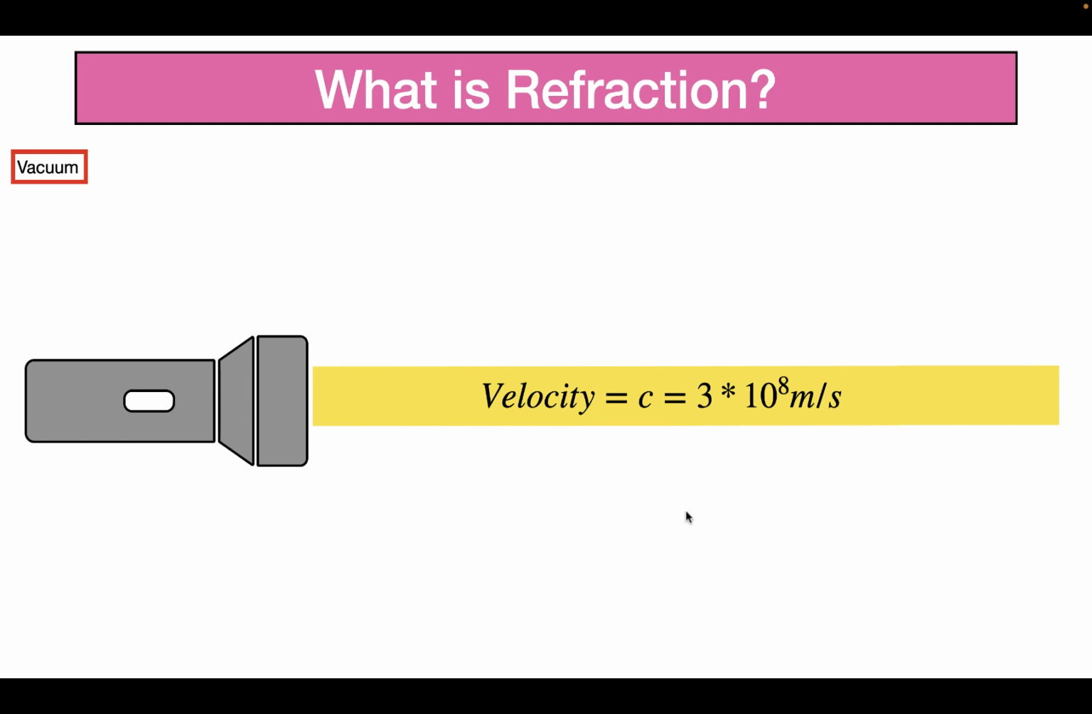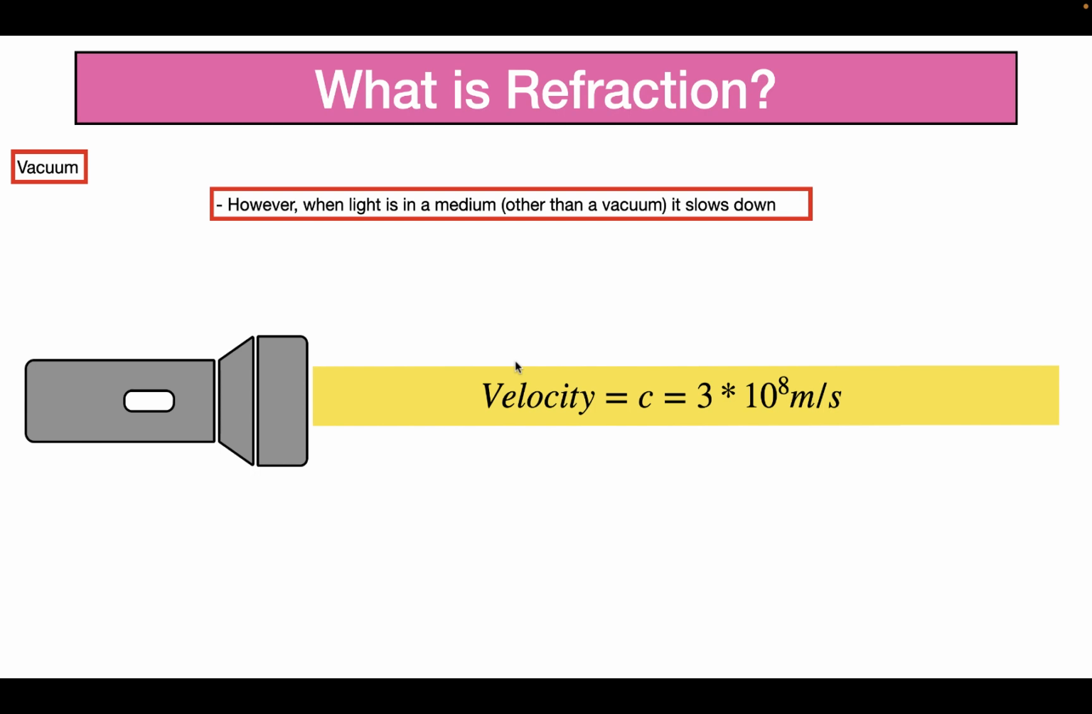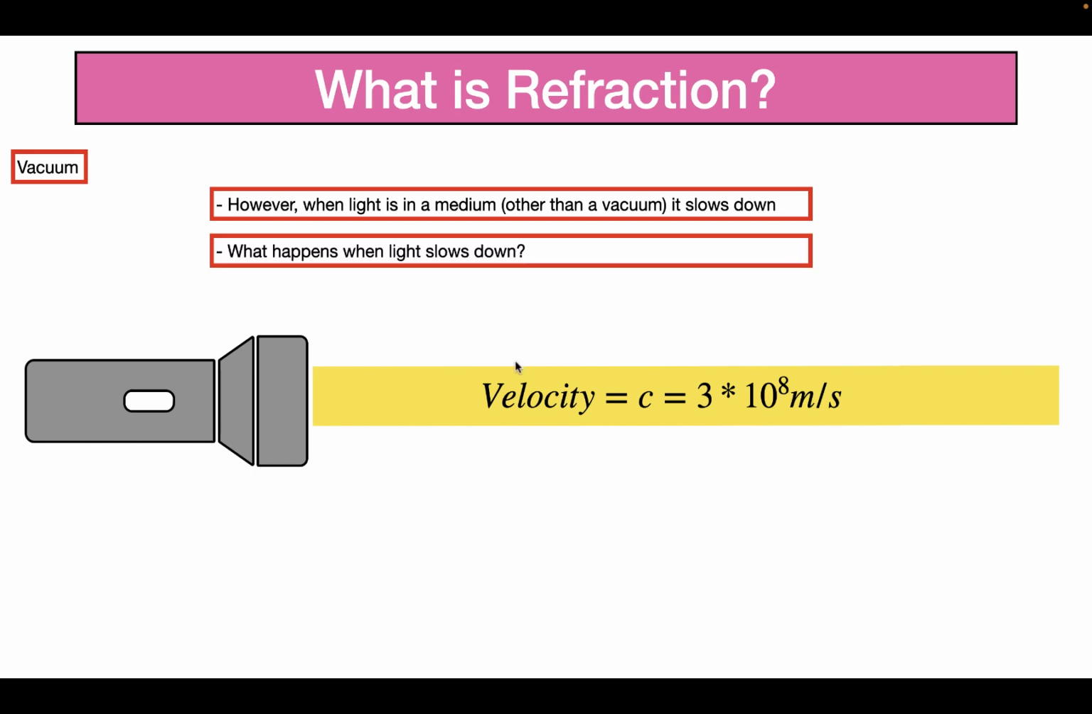But if you were to shine the same flashlight in, let's just say, a room full of oxygen, the speed of the light beam would actually be a little bit slower. The reason is that when light travels through media, it slows down compared to light traveling through a vacuum. So when light is in a medium other than a vacuum, it slows down. So what happens to the light beam when it slows down?